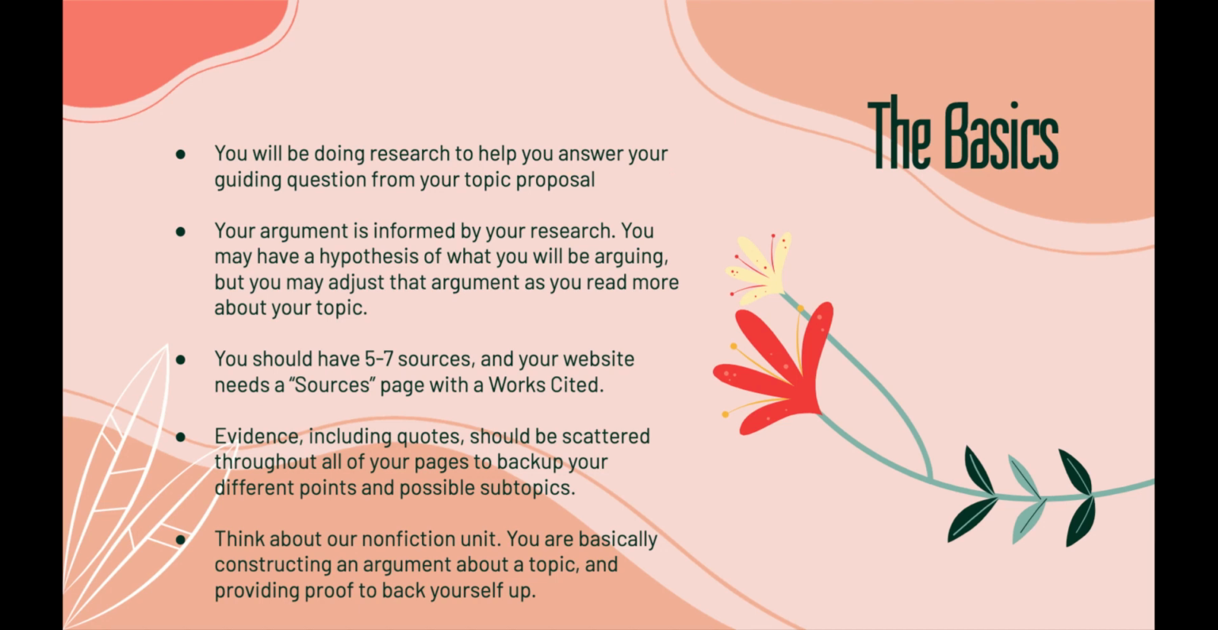So you may have a hypothesis, you may already know kind of where your group is swaying in terms of how to answer your question, but you need to read your research and then adjust that argument as you read more about your topic and hopefully get a little bit more into the complexity of the topic as well. You should have 5 to 7 sources, and your website needs a sources page with a basic works cited page. All of your evidence, including your quotes, should be scattered throughout all of your pages to back up your different points and possible subtopics.